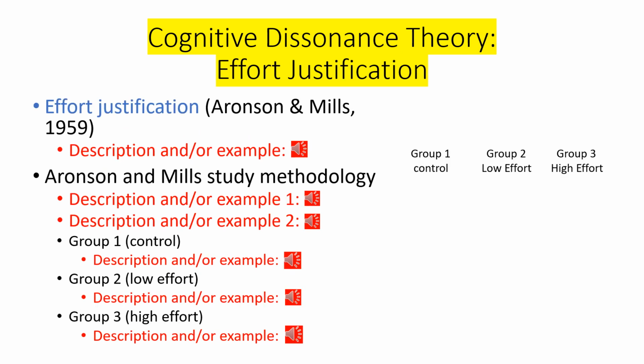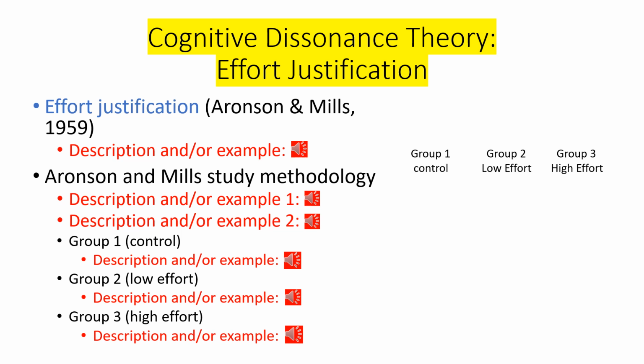A second type of cognitive dissonance, effort justification, is the work of Elliott Aronson and Judson Mills. 1959 was their publication date. Similar to our discussion of insufficient justification, effort justification is best understood by going through Aronson and Mills' study, so that's what we'll do now.